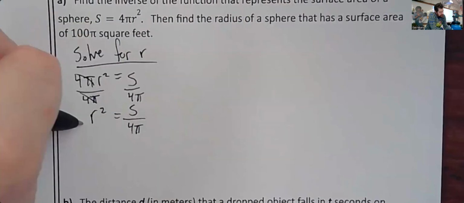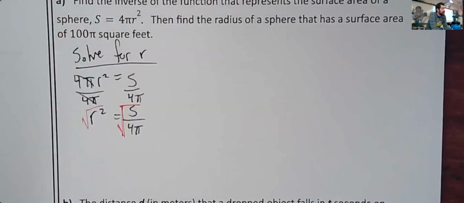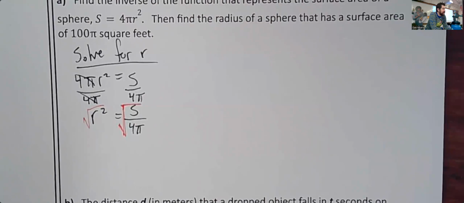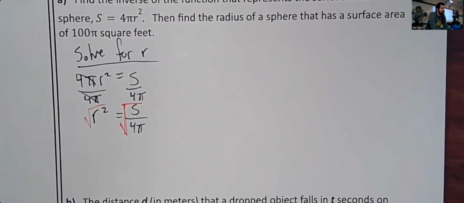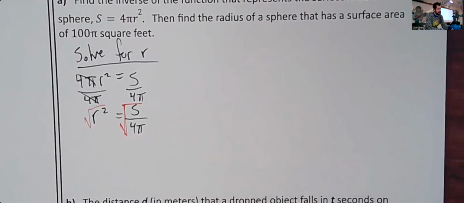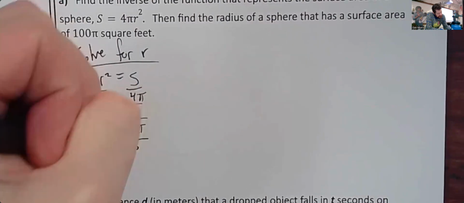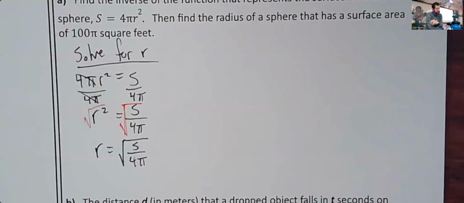Square rooting. Good. Now, generally, when we square root an unknown variable, we end up with positive and negative, right? But we don't know what the number is for the variable, but we do know what the number represents, and it represents a radius. Can the radius of a circle be negative? No. So we're not going to do plus or minus the square root of this. We're just going to write r equals the square root of that. So the radius is equal to the square root of the surface area divided by 4 pi.